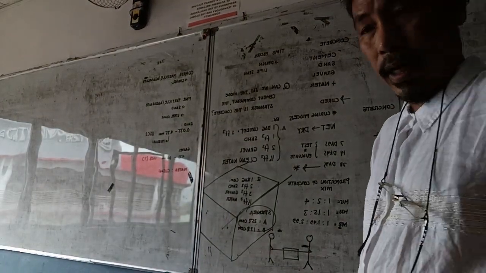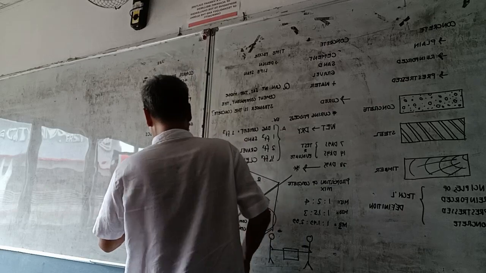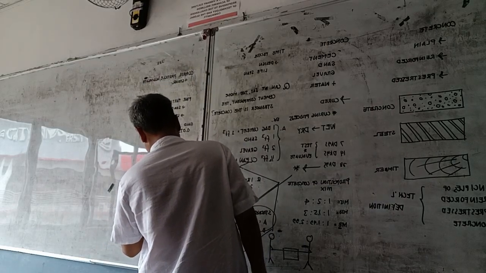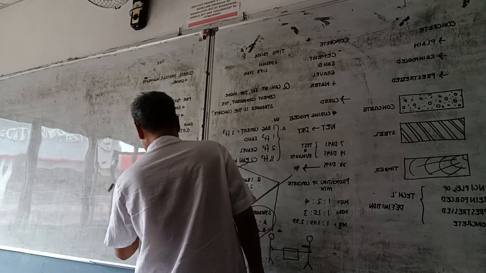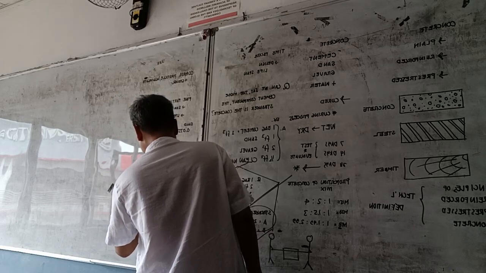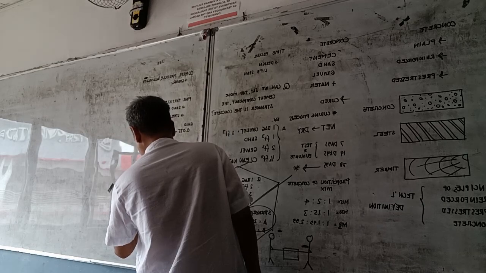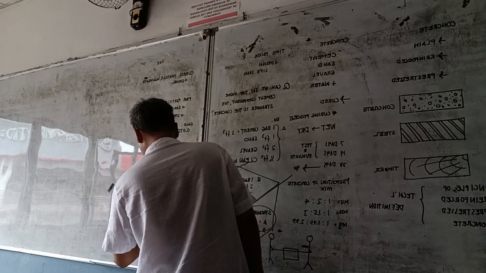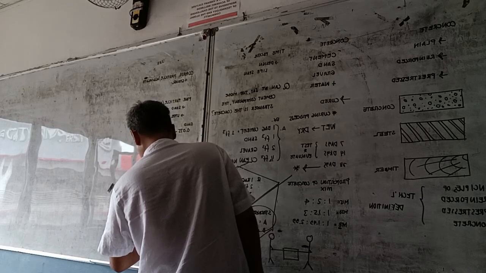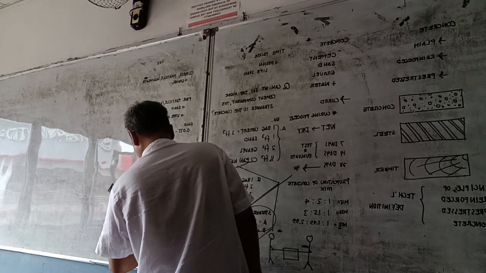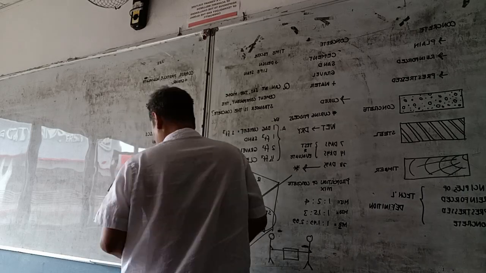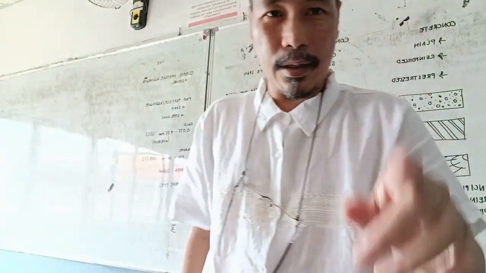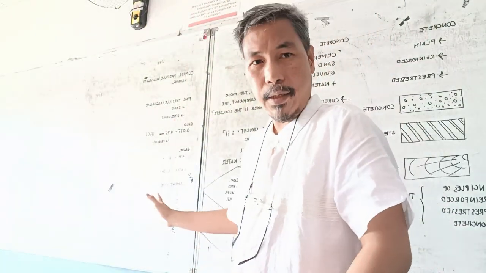Cement. There are 5 types of cement. Okay, let us cut it here. When we come back, we will discuss the different types of cement.